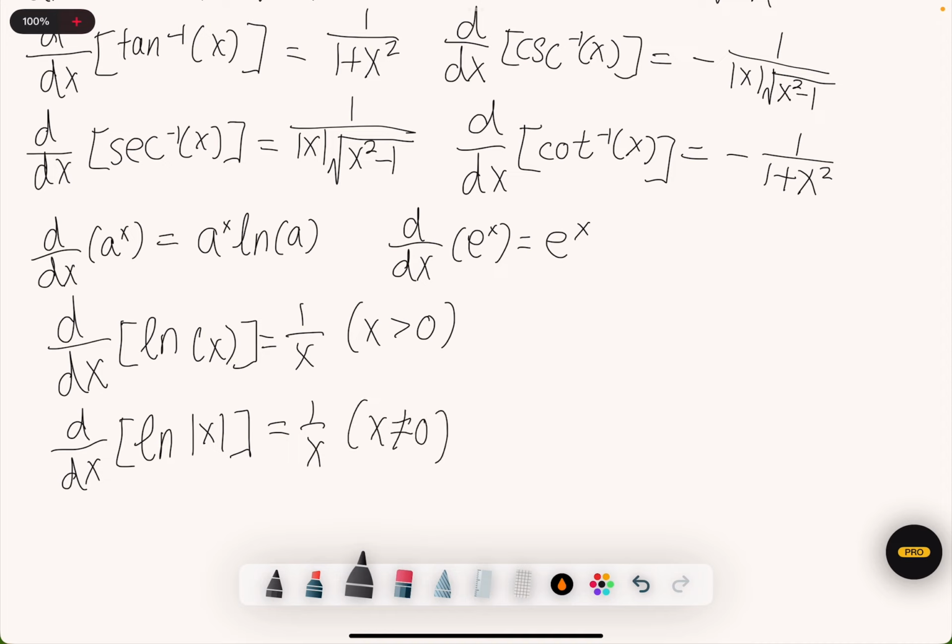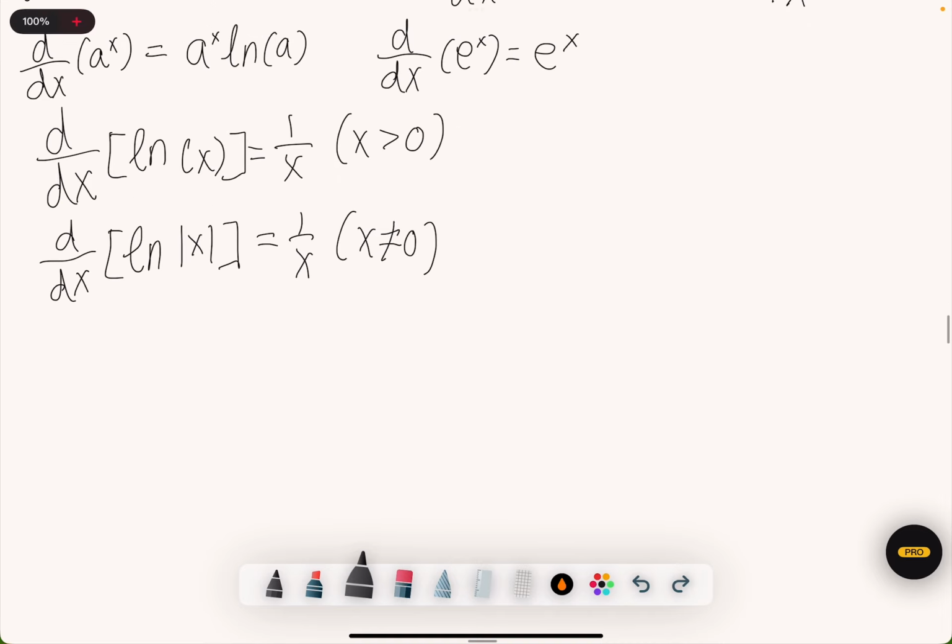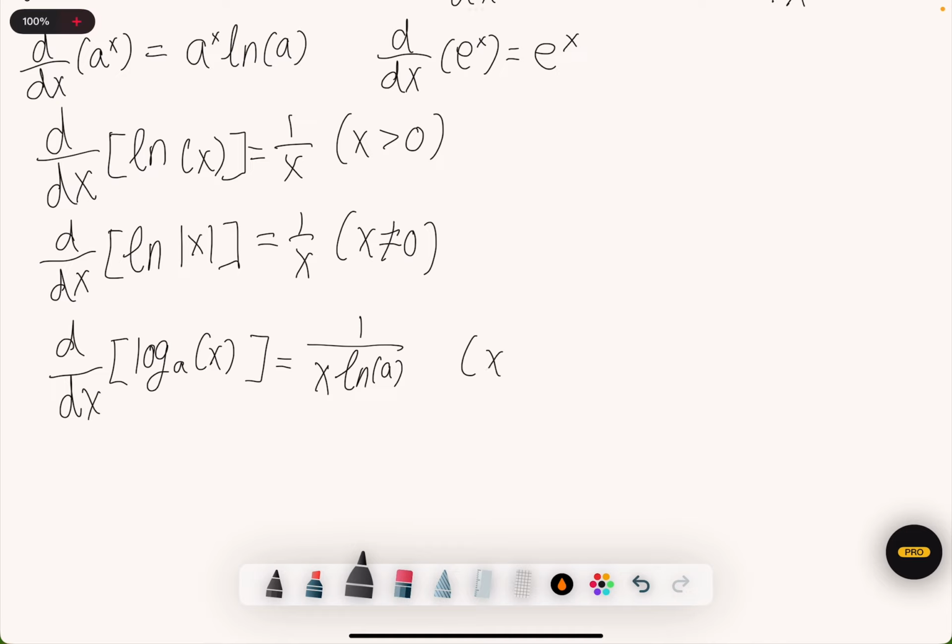But x might be negative, so we have to take the absolute value to plug x into a log function. And the last one of the day is the derivative of log base a of x, and that is 1 over x times the natural log of a. And of course, again, we can only use logarithms when x is larger than 0.